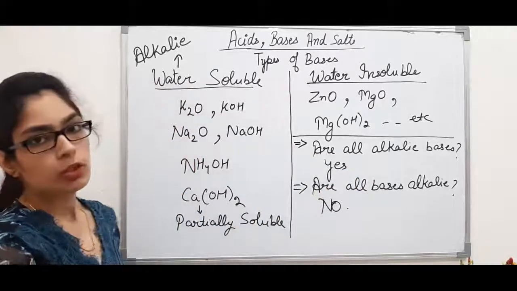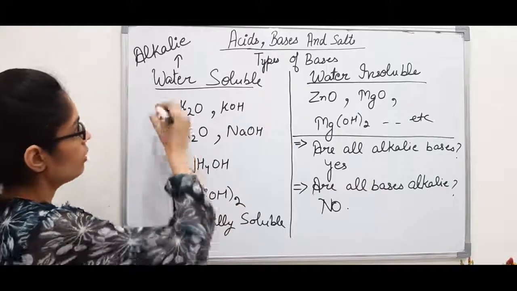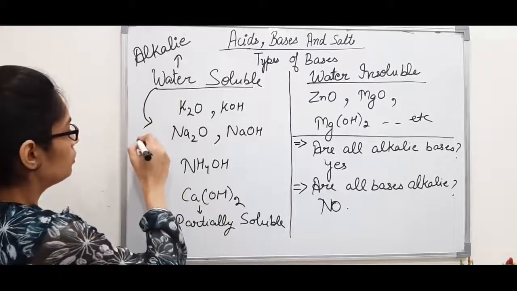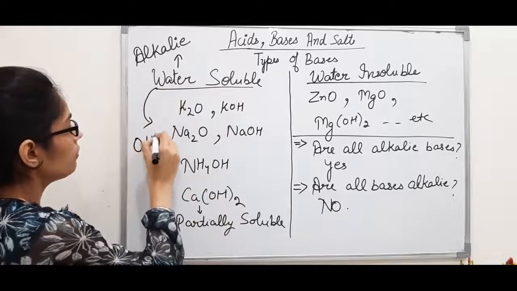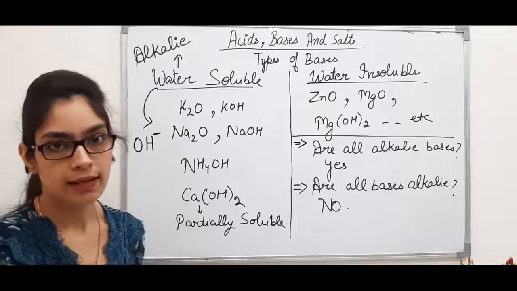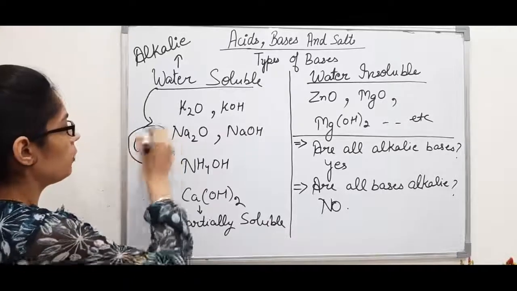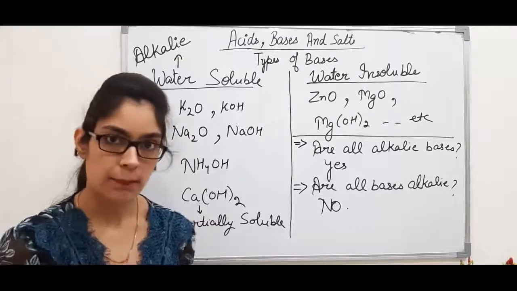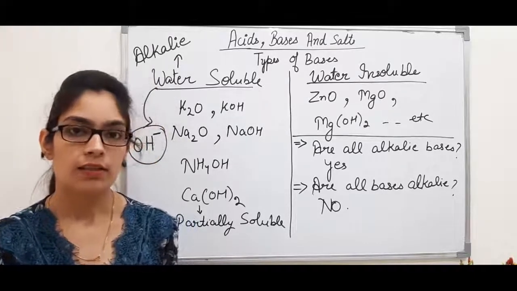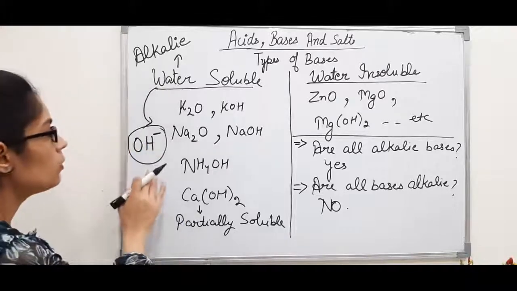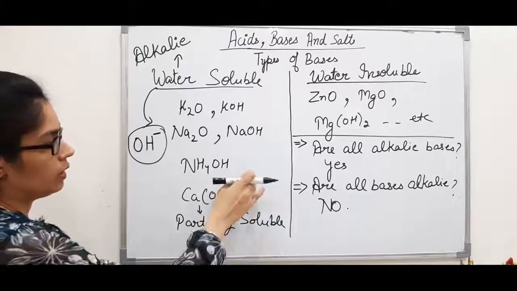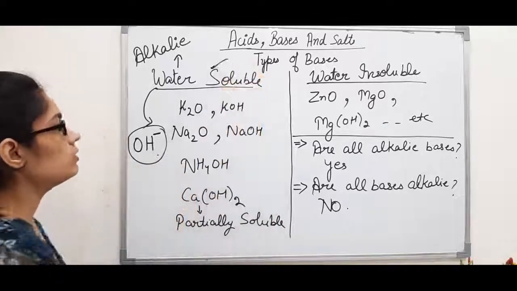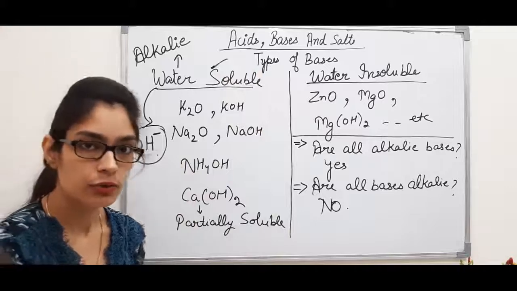Now, all water soluble bases. Water soluble means bases which will dissolve in water. So once they dissolve in water, they will give us OH minus ion. This ion they will give on dissolving with water. See, do you remember the first thing while discussing the meaning of base? We have discussed bases are those which give us OH minus ion. See, it gives but not all the bases. Water soluble bases give us OH minus ions in their solution form.